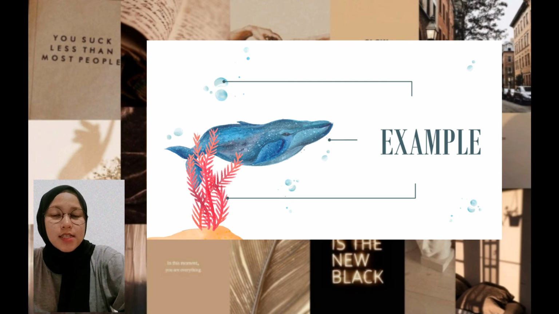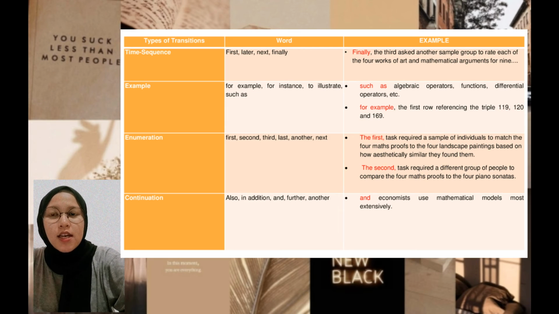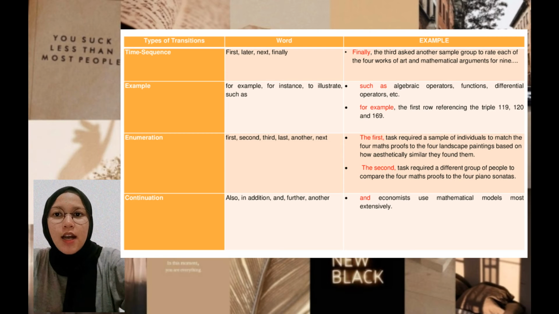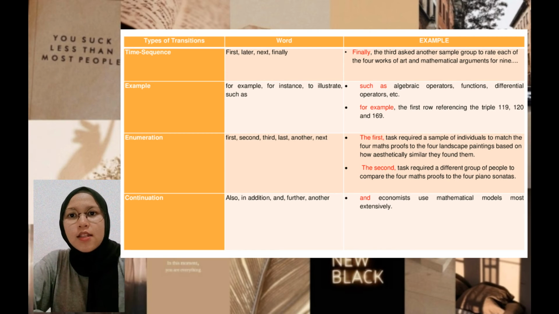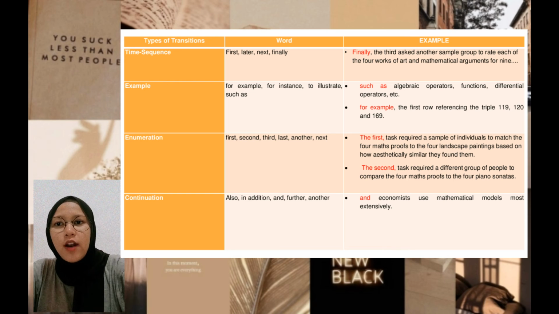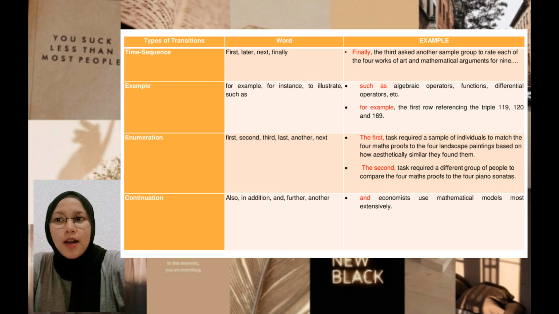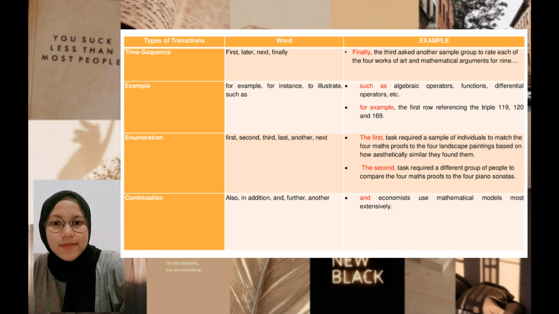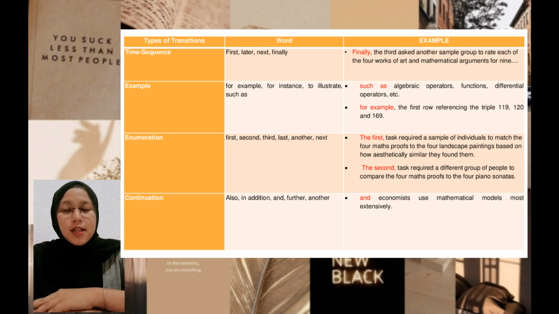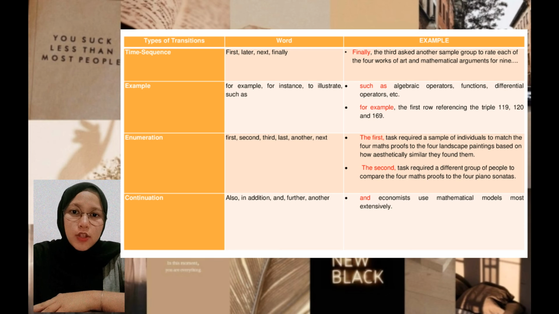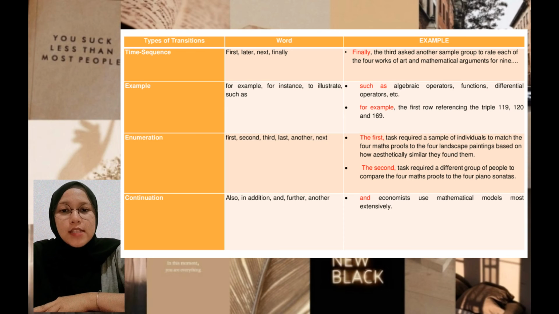The next, we can see examples from the text about mathematics. The first, time sequence. The example, finally the third, asks another sample group to read each of the 4 works of art and mathematical argument for 9. The example word, finally, is a part of the example word time sequence transition. The second, example. The example, such as algebraic operator, function, differential operators, and any other, such as is a part of the example word of example transition.